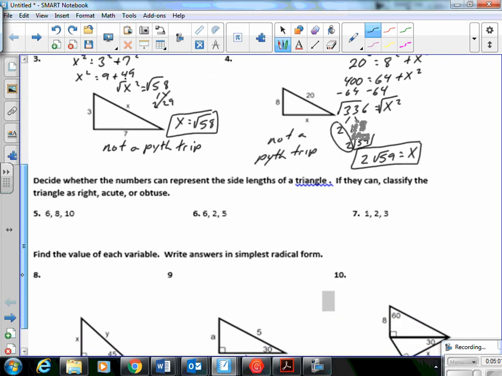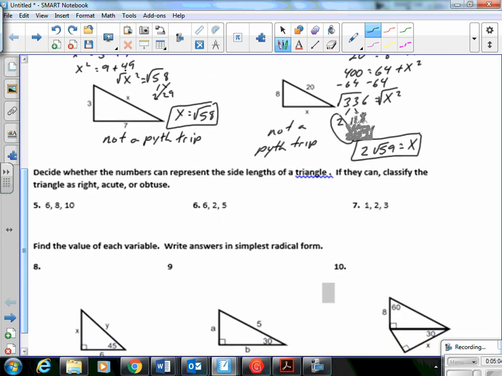Then 5, 6, and 7. You have to do a couple things here. First, decide whether the numbers represent the side lengths of a triangle. And if they do, then we've got to classify them as right, acute, or obtuse. So first thing to decide if they make a triangle, the two smallest sides added together have to be bigger than the third side. Or in this case, 6 plus 8 would have to be greater than 10, which would be 14 is greater than 10, which works. So yes, we do have a triangle here.